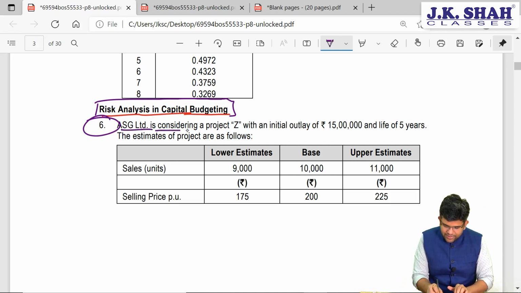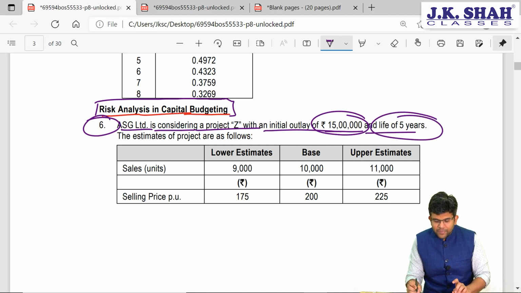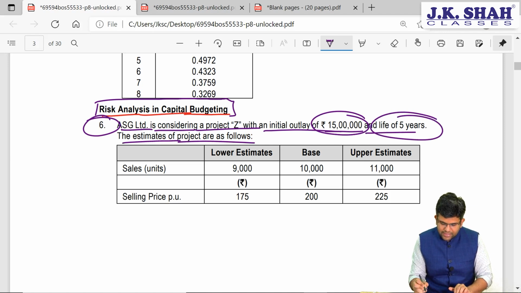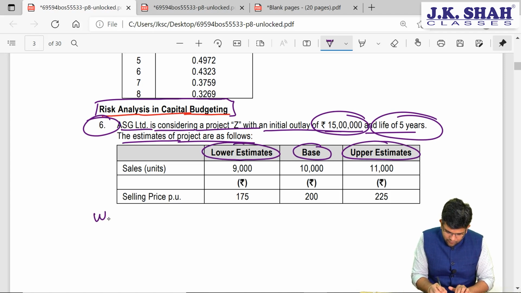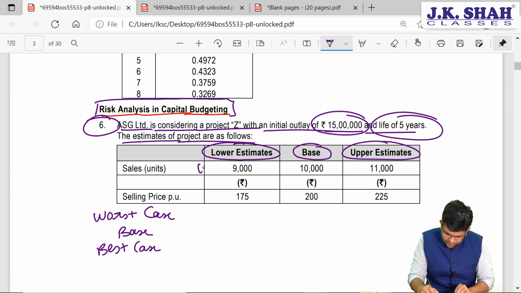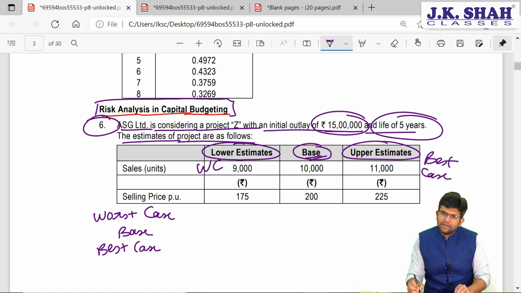They're saying ASG Limited is considering a project with an initial investment of 15 lakhs and a life of 5 years. Note this, 15 lakh will be the initial investment, life is 5 years. Estimates of the project are as follows. Now children, can you see they have given you lower estimates, base estimates and upper estimates. The institute is translating this as worst case, then there is a base case, that is like a normal case, and the best case. So this is the worst case, this is the base, and this is the best case. Everybody clear till here? Okay.